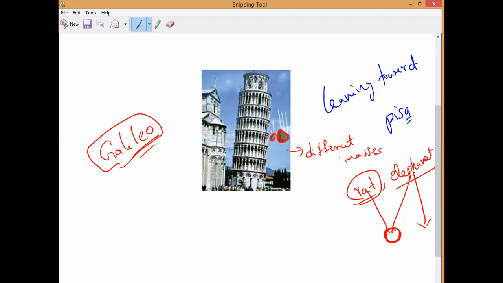When two bodies reach the ground at the same time, it is like two persons winning a race. What does it mean? Both accelerations are equal. That is the meaning of same. Both people won the race, which means both people have the same acceleration.